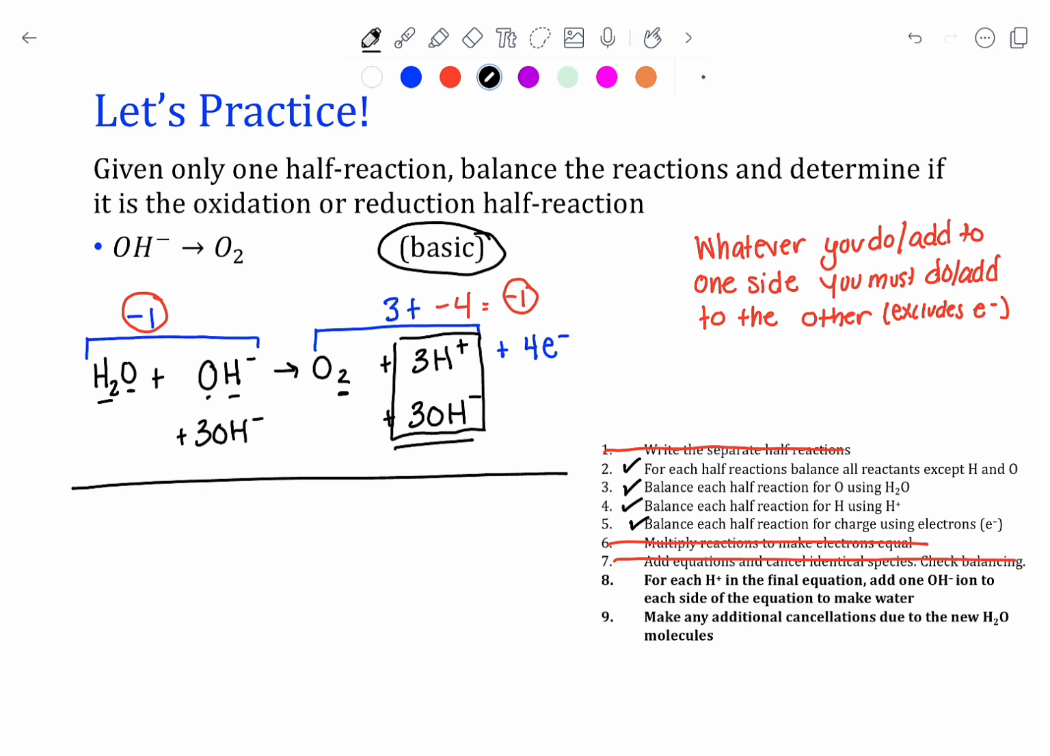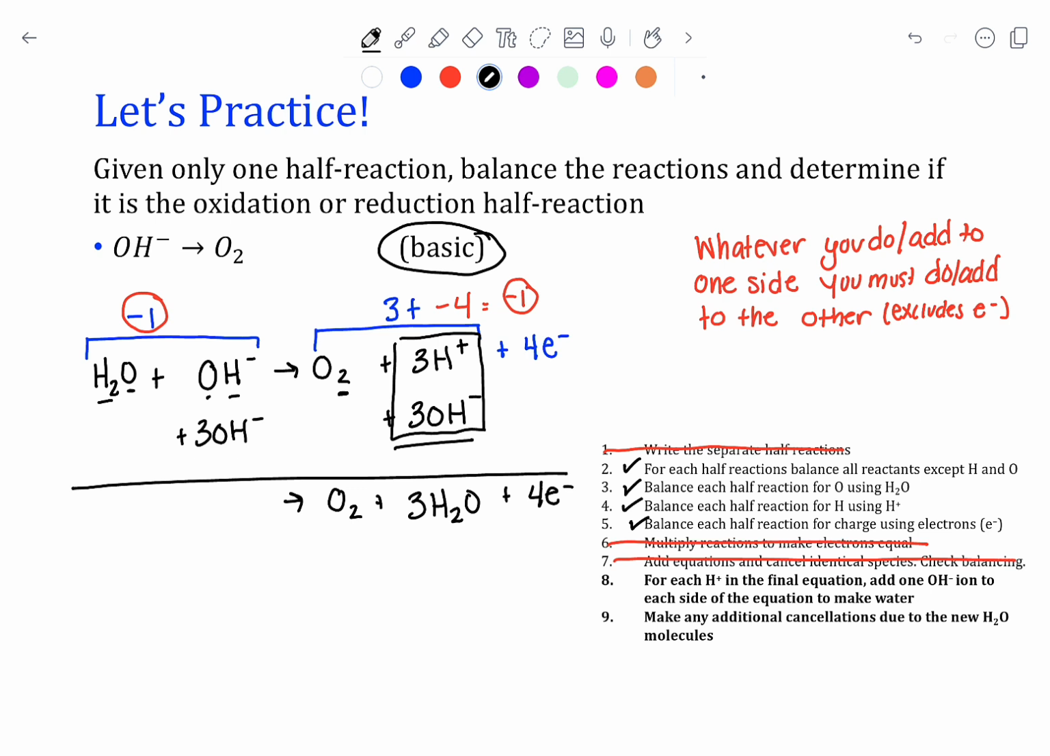and 3 H+ make 3 waters, right? H+ and OH- create 1 water. If there's 3 of them, we create 3 waters. So this then gives us a product side that looks like this: O2 plus 3 H2O plus 4 electrons.